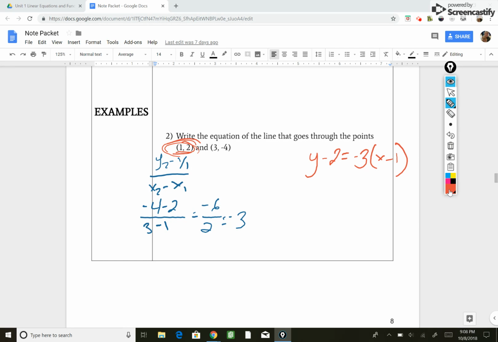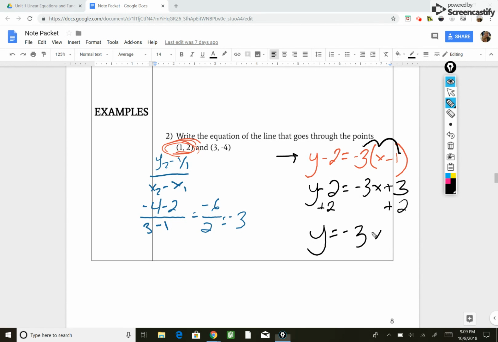Now, if I told you to put this in y-intercept form, which we might do, so this is point slope form, and we said put it in y equals mx plus b, what you would do is you'd have to distribute the slope, so -3x plus 3, and then you'd have to add over the 2 to get y equals -3x plus 5. So these two are the same equation, it's just one is in point slope and one is in slope intercept.